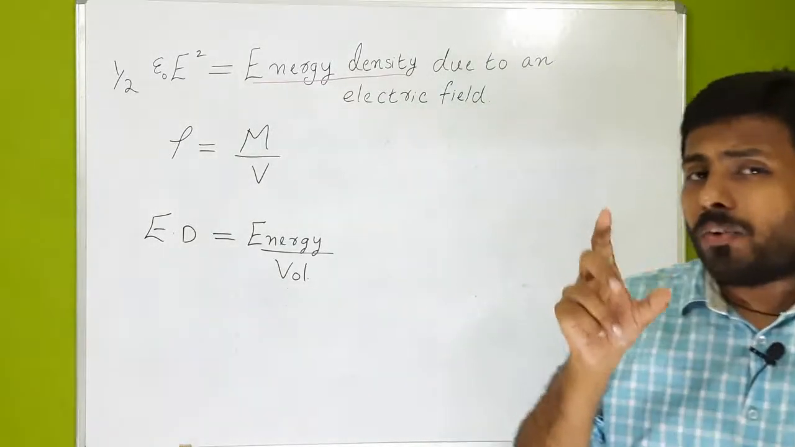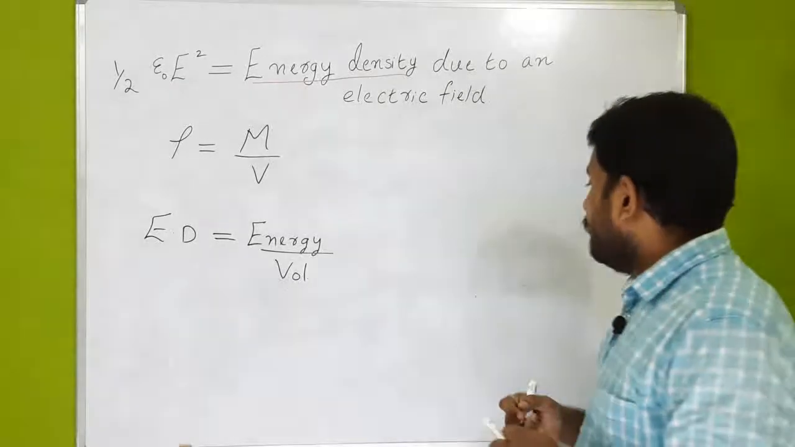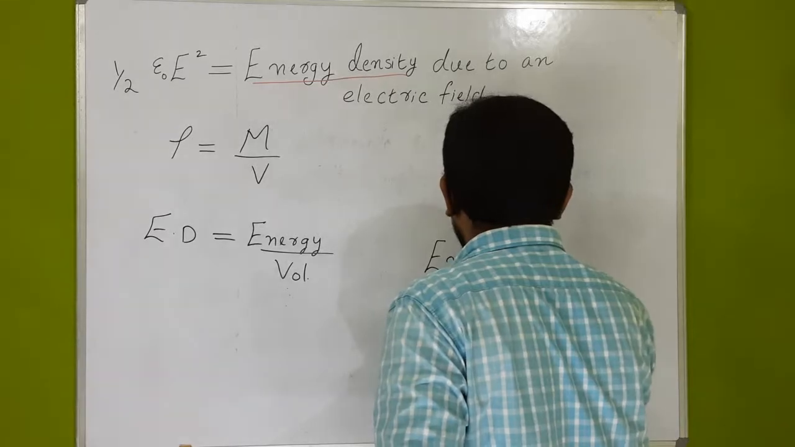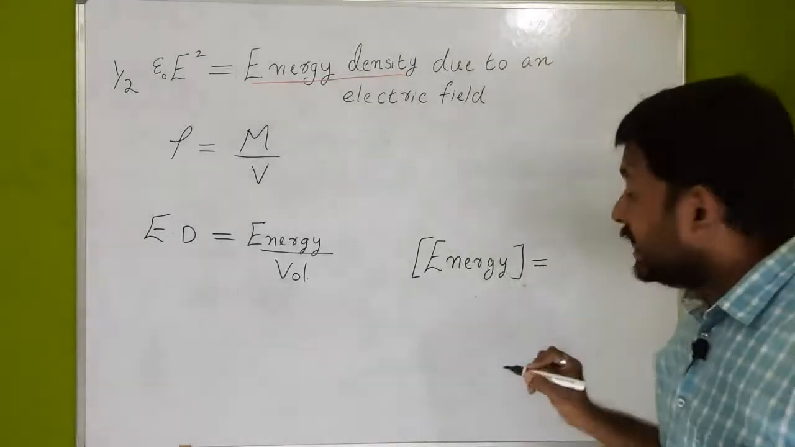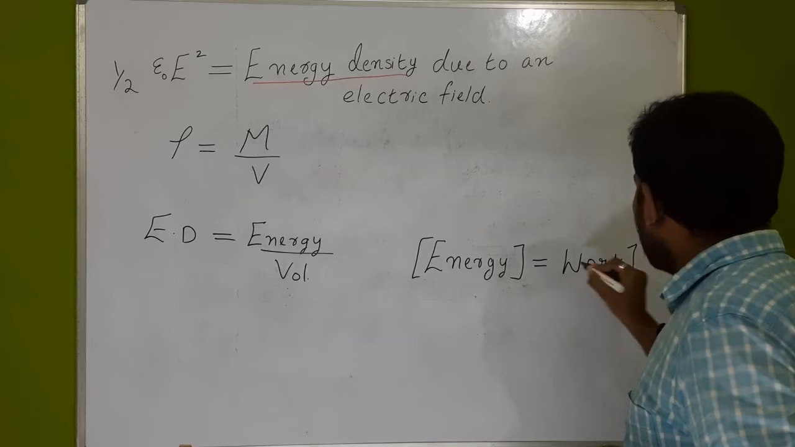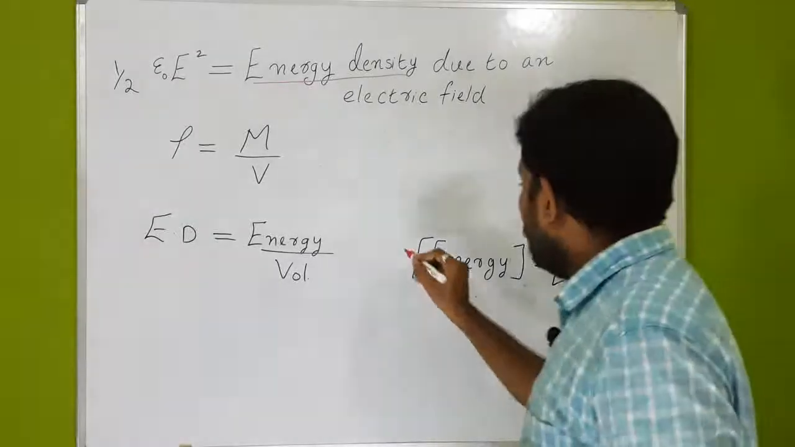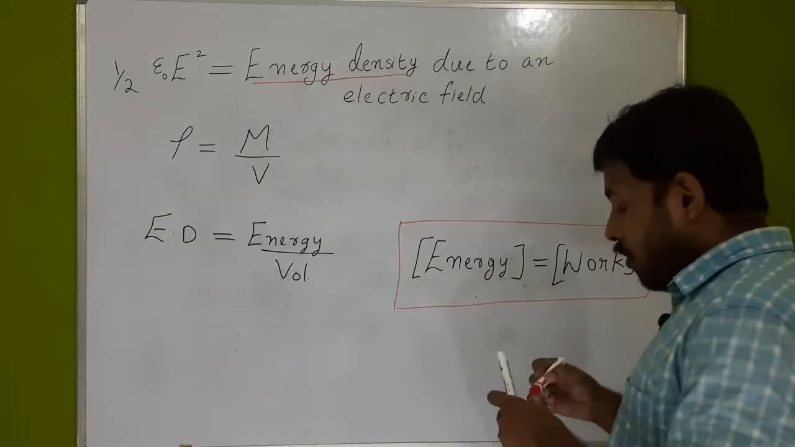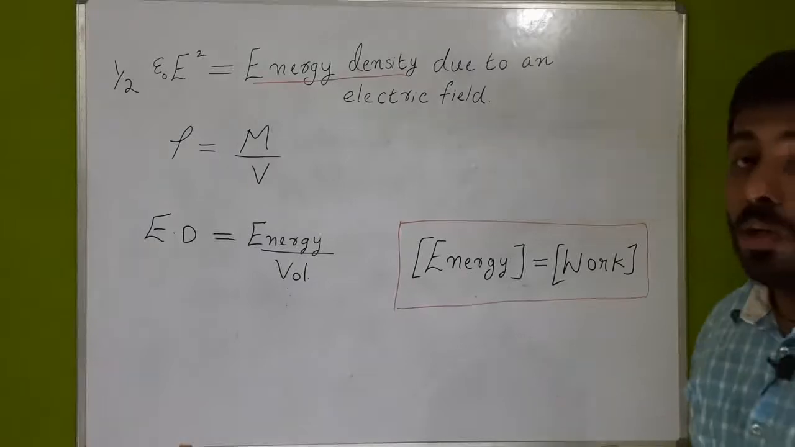Now, I will tell you a trick to find the dimension of energy. Maybe most of you know it, but for those who don't, here it is. The dimension of energy is equal to the dimension of work. So this is an important point. Always keep this in mind. This will help you to solve many problems. So the dimension of energy is equal to the dimension of work.